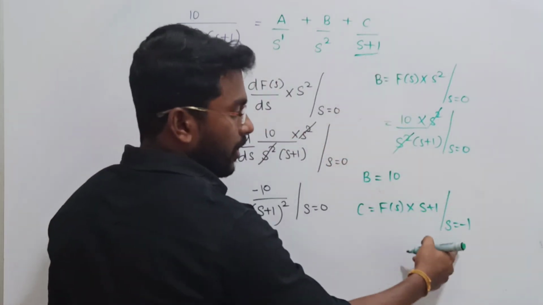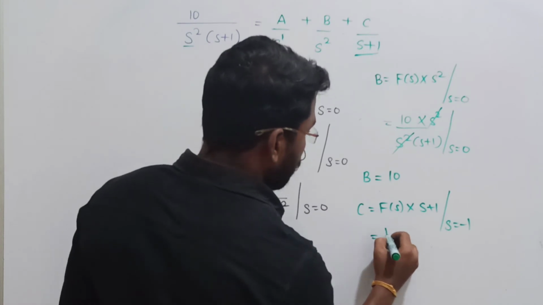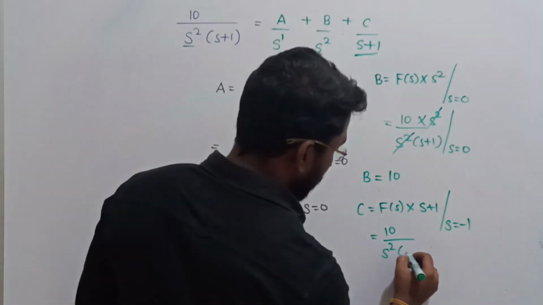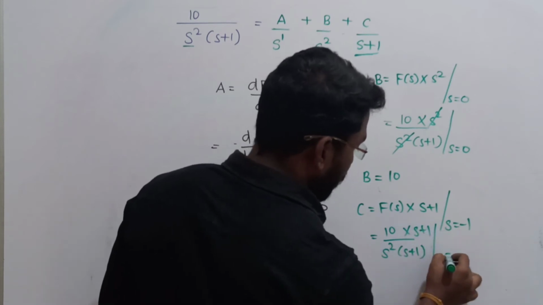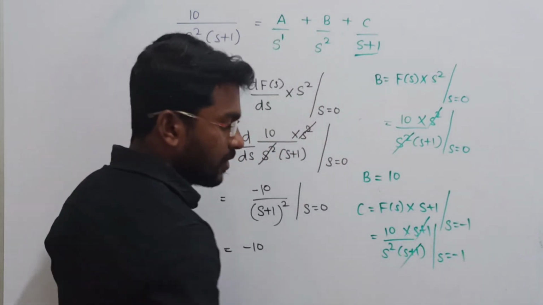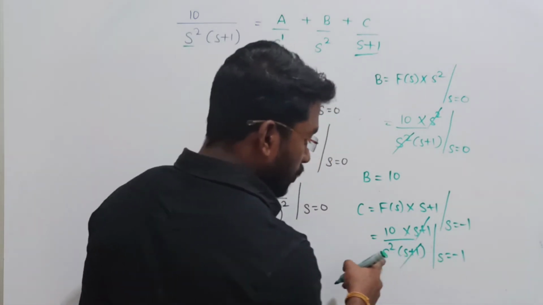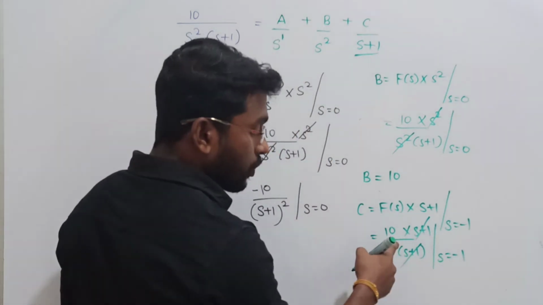That is the value of s that you now consider, correct? So the overall transfer function is 10 upon s square into s plus 1, and I have to multiply it by s plus 1, whereas the value of s is going to be minus 1. S plus 1 getting cancelled out. If you substitute minus 1 for s, minus 1 whole square will become plus 1.